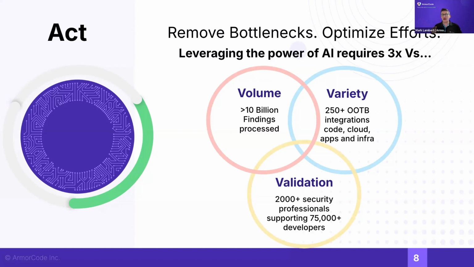The next is the variety of the data, because you can have a lot of findings, a lot of volume, but maybe it's siloed to just one particular technology area, such as static application security testing or software composition analysis. This is where our 250 integrations come in. Those out-of-the-box integrations with a whole variety of different scan types.